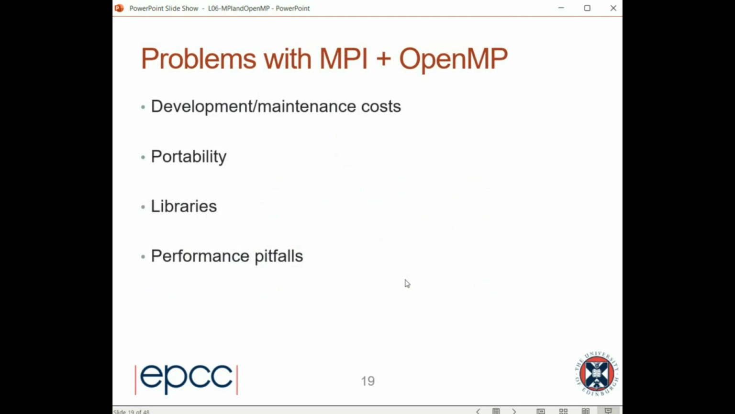But what are the problems with MPI and OpenMP? There are 4 major problems: development and maintenance costs, portability, numerical libraries, and performance pitfalls. I'll cover these, and then we'll break for the coffee, and then we'll break for the practical, where I'd like you to spend some time getting familiar with that exercise, just to understand what it's doing.